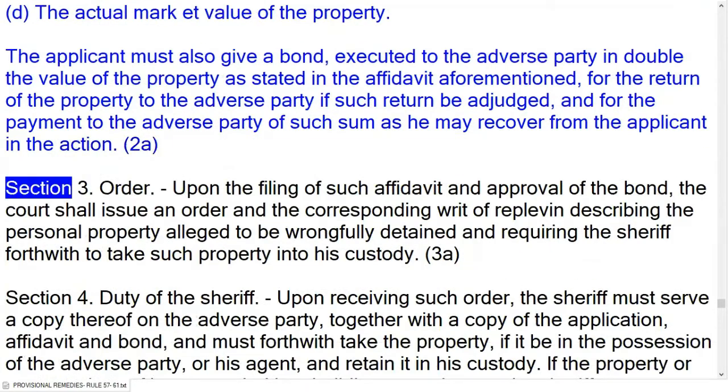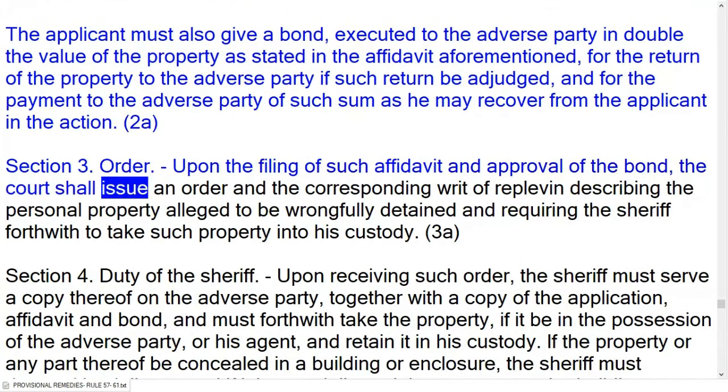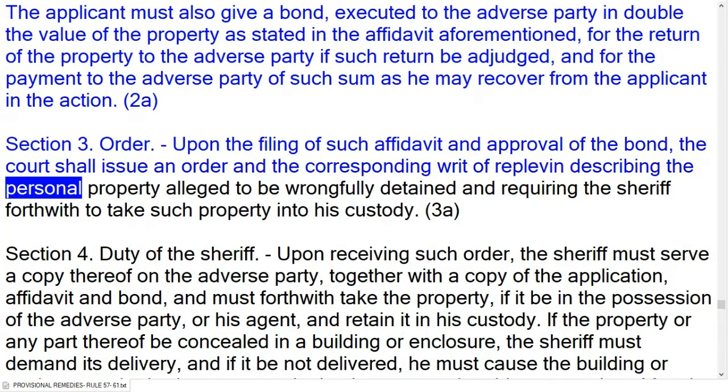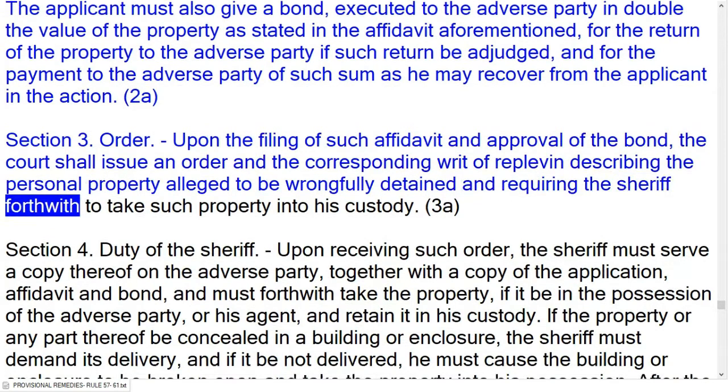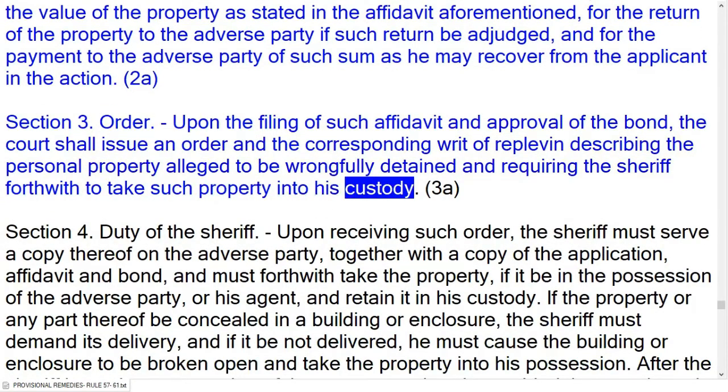2a. Section 3. Order. Upon the filing of such affidavit and approval of the bond, the court shall issue an order in the corresponding writ of replevin describing the personal property alleged to be wrongfully detained and requiring the sheriff forthwith to take such property into his custody.